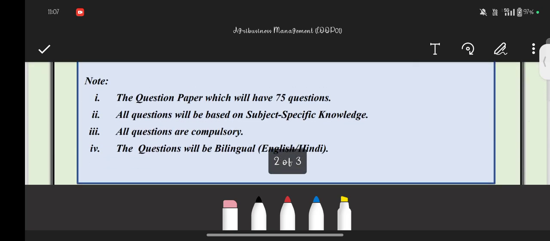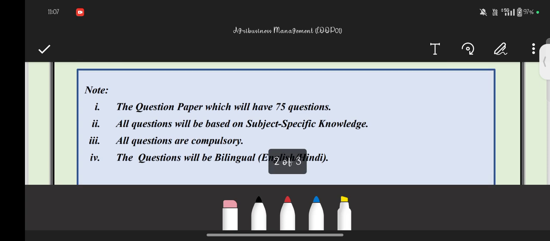So they have given the notes. The first is the question paper, which will have 75 questions. All questions will be based on subject specific knowledge, that is agribusiness knowledge, and all questions are compulsory. The questions will be in English or in Hindi.